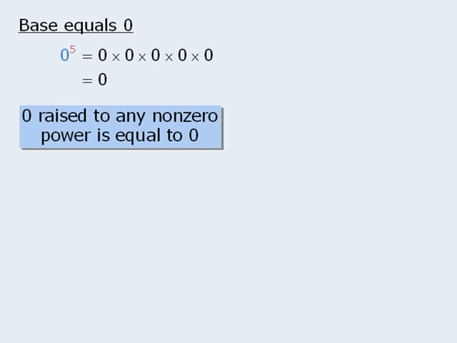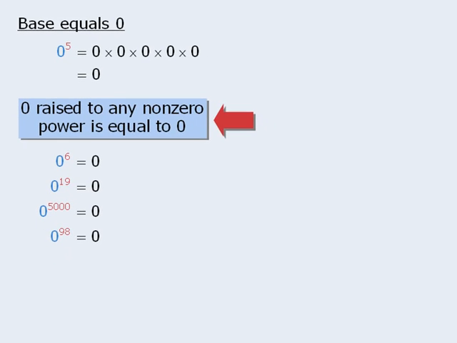The next property concerns expressions where the base is equal to 0. In this example, 0 to the power of 5 is equal to the product of 5 zeros, which equals 0. In general, we can say that 0 raised to any non-zero power will equal 0. So all of these expressions will evaluate to be 0. Now, you may have noticed an unusual condition in this last property. For the property to hold, the exponent must not be equal to 0.